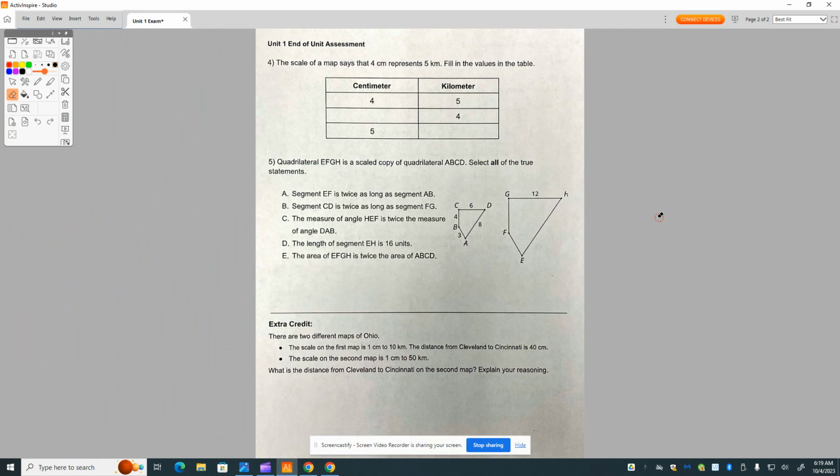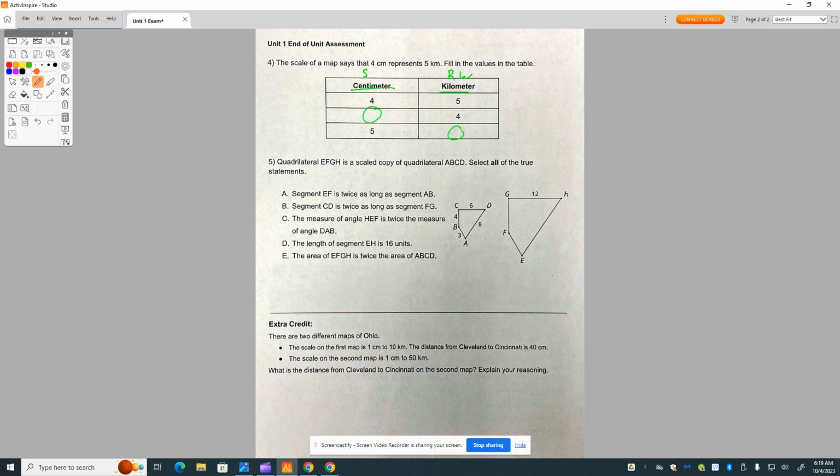Alright, so problem 4. The scale of a map. The scale of a map reads 4 centimeters per 5 kilometers. Fill in the values in the table. So, as I see this table, I notice that my centimeters are to the left, my kilometers are to the right. Now, we practice a lot of putting our scaled values to the left and our real world values to the right. So, with that being said, how can I find these missing values?